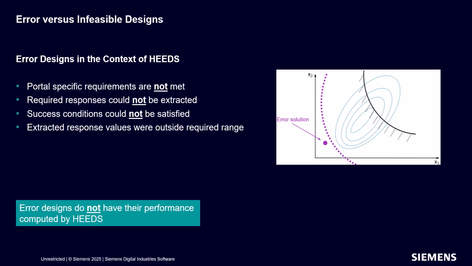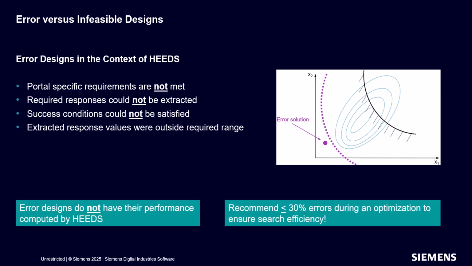Error designs introduce discontinuities into the design landscape, making efficient search challenging. As such, with HEEDS and Sherpa, we recommend targeting less than 30% error designs during an optimization. Stated inversely, 70% of the design landscape or more should be targeted to be valid solutions.